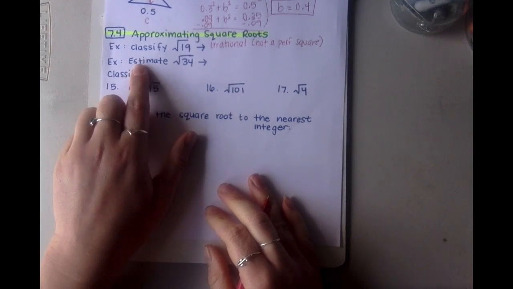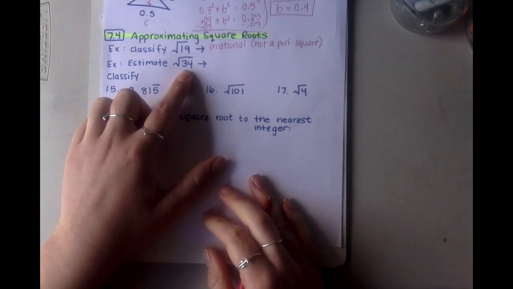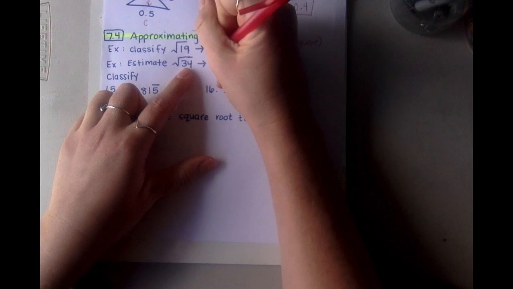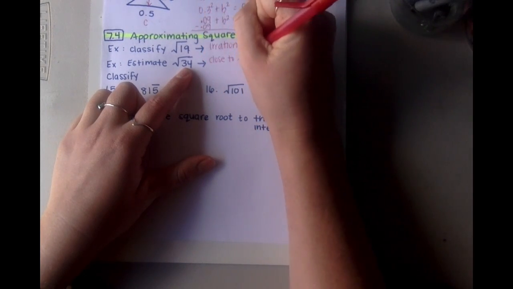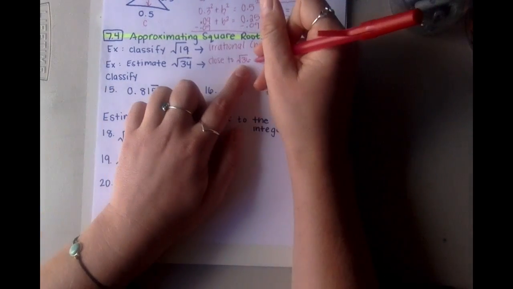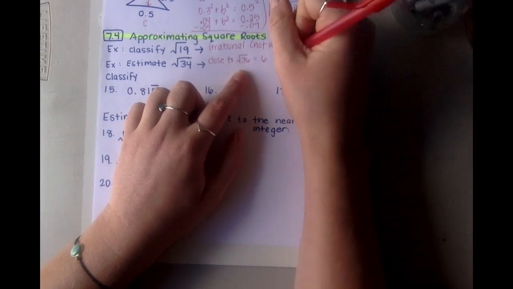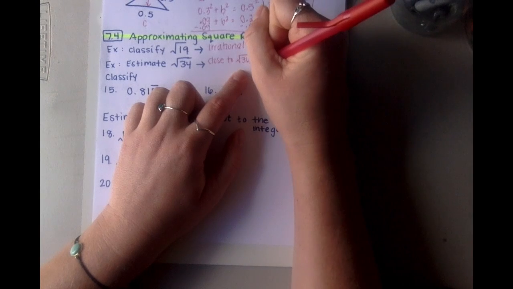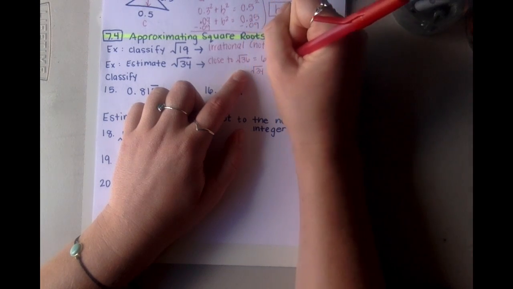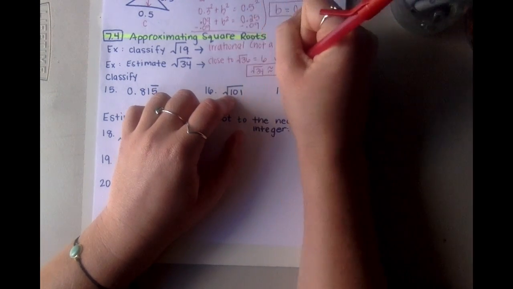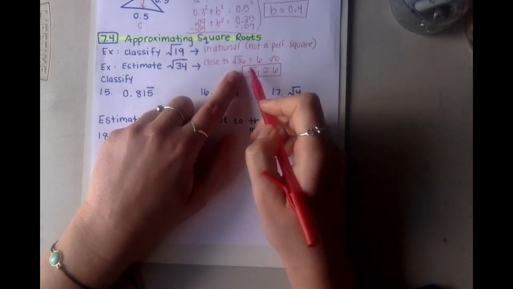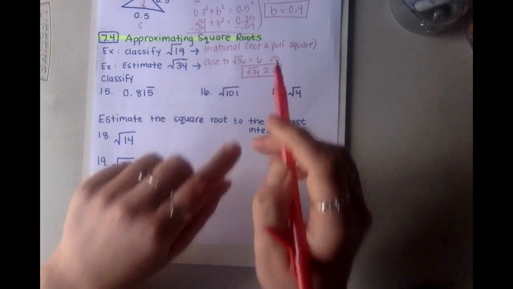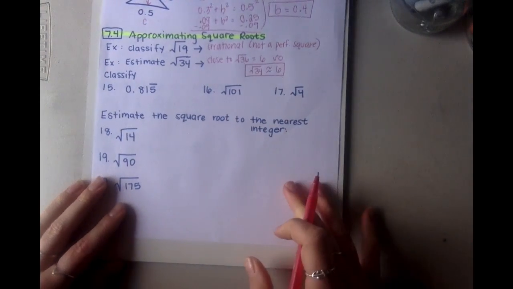And let's see, if I wanted to estimate the square root of 34, well, already I know that this is really close to the square root of 36, and the square root of 36 equals 6. So I could say that the square root of 34 is about 6. Now the reason I didn't need to compare it to another one is because 36 is so close to 34. I know that's the closest perfect square to it.